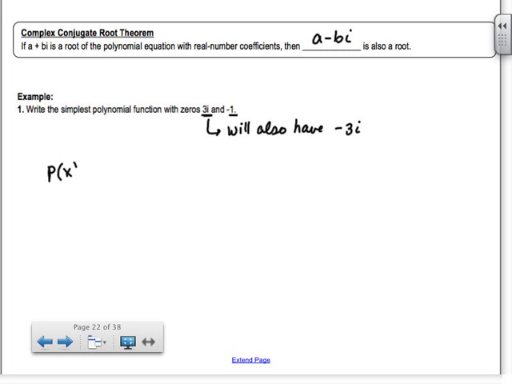Okay. So we did this polynomial function thing last time. If I have a 0 of 3i, that means I need x minus 3i as a factor. If you have negative 3i, you're going to need x plus 3i. And if you have negative 1, you're going to need x plus 1. Because when you plug those numbers in, you want to get 0 out.